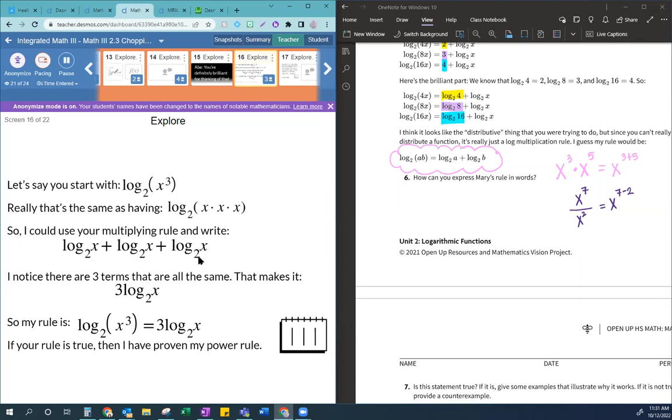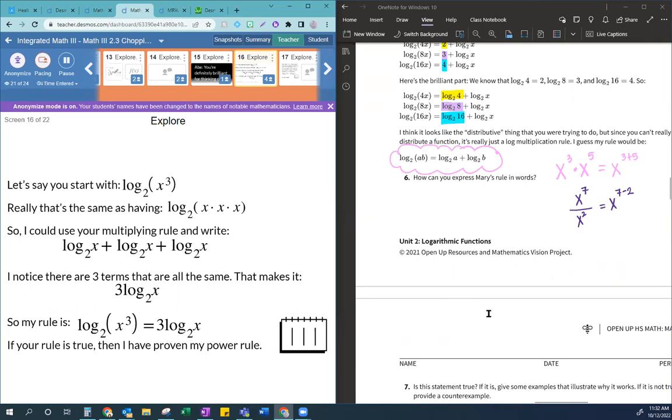And then, hey, pretend I have John in a class, another John in class, and another John in class. What would you all say? Man, Ms. Johnson, we have three Johns in class. You're right. Or if you want, I have a puppy and another puppy and another puppy. And what would we say? Oh, I have three puppies, right? Same thing. Okay, so my rule is log base two of X cubed is equal to three log base two of X.